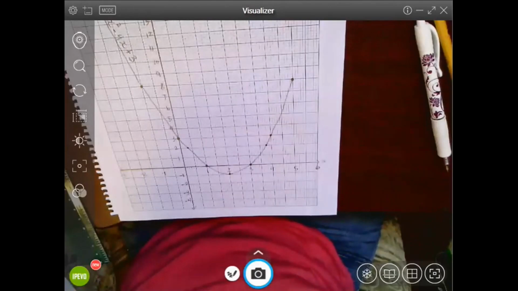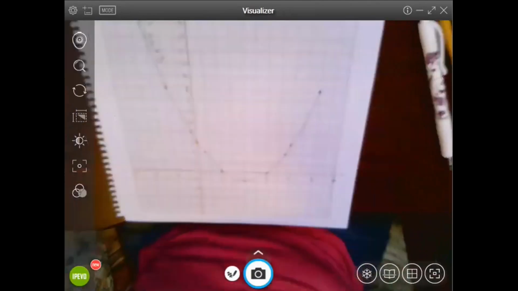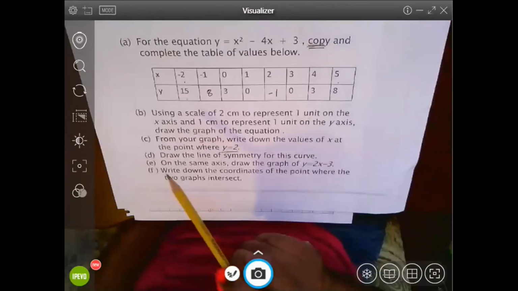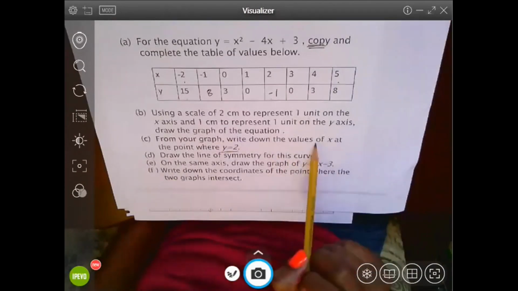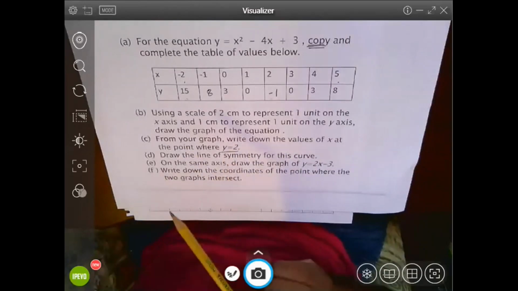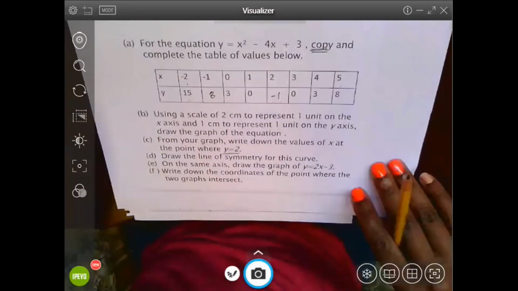Okay, so still trying to go a little bit slower. This question says, from your graph, write down the values of x at the point where y equals 2. So maybe if it'll help, I'll draw that line y equals 2. So for the benefit of everyone, I'm going to draw the line y equals 2.